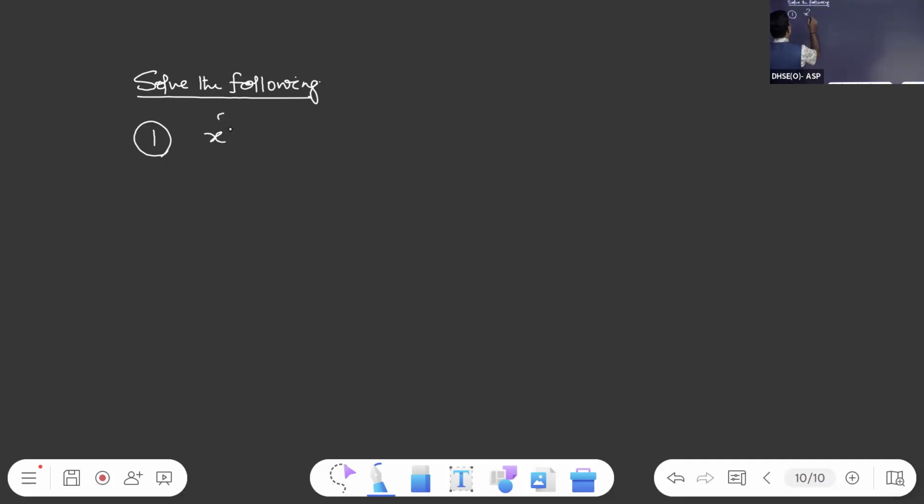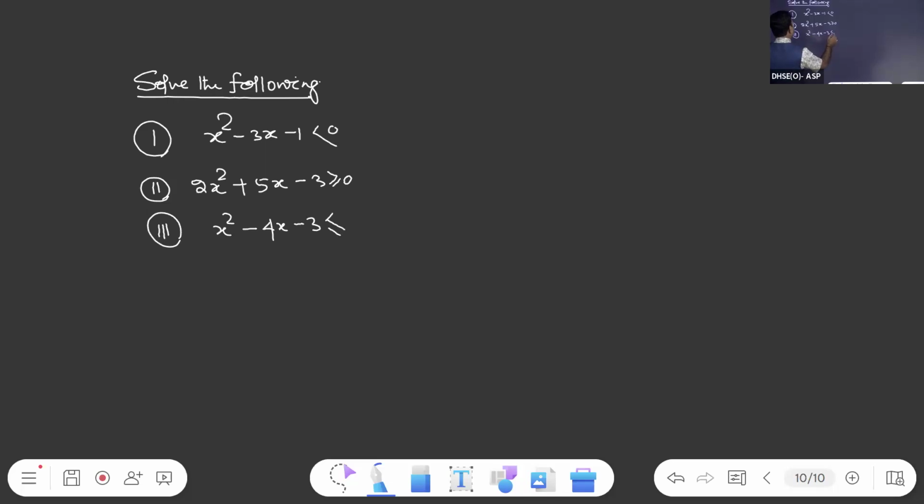x square minus 3x minus 1 less than 0, 2x square plus 5x minus 3 greater or equal to 0, x square minus 4x minus 3 less or equal to 0. These are the three questions. Okay, solve them, then we'll go for rational inequality, then inequality of a higher degree.